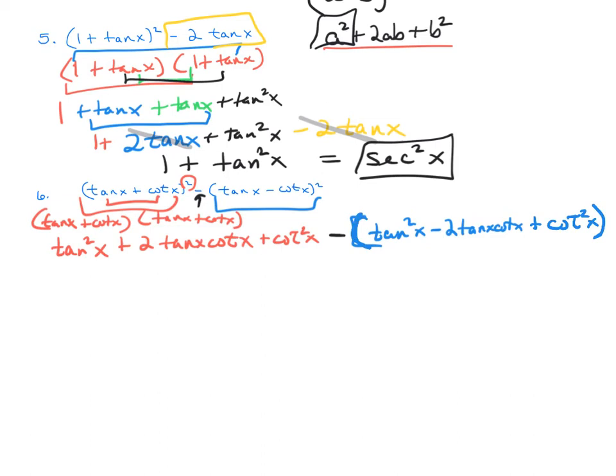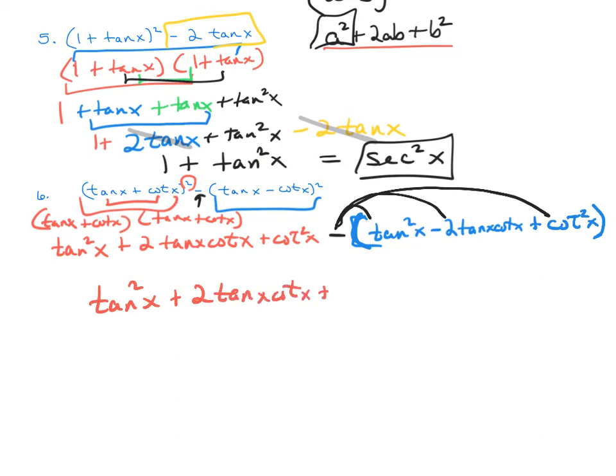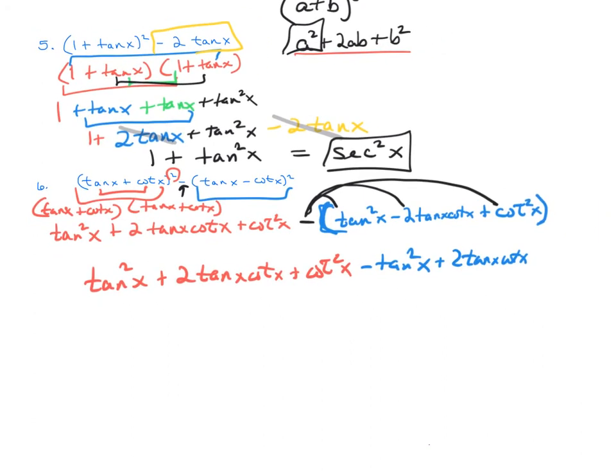So now I'm going to distribute this sign to all 3 things. So let me rewrite my red. So it's tangent squared x plus 2 tangent x cotangent x plus cotangent squared x. Now I'm going to distribute the sign to all the blue. So negative tangent squared x plus 2 tangent x cotangent x, and then minus cotangent squared x.